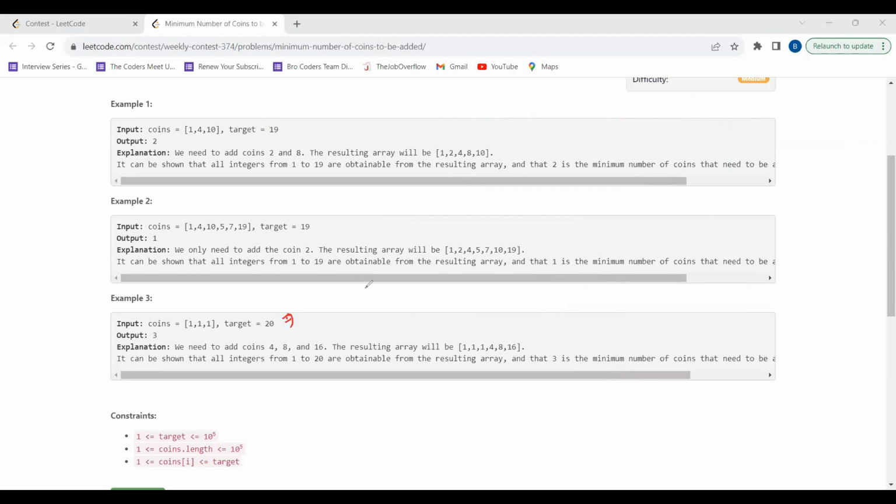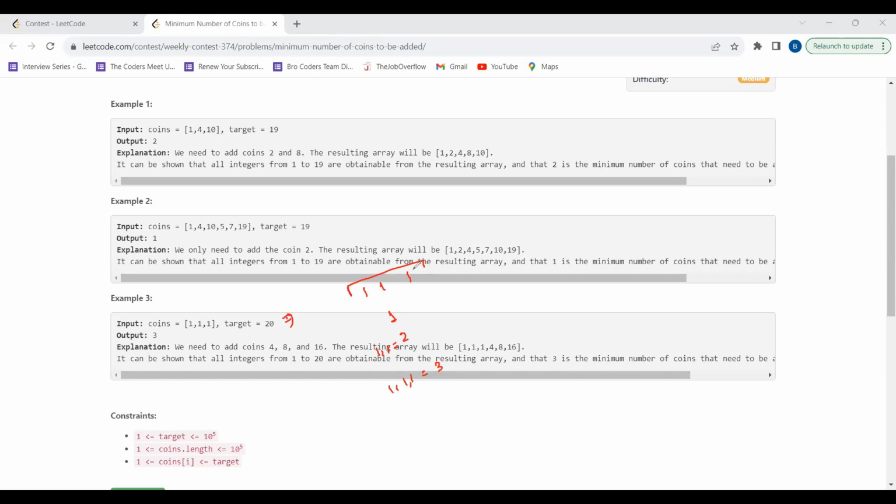Third example, we have 1, 1, and 1. So can we form 1? Yes. Can we form 2? Yes. Can we form 3? Yes. Can we form 4? No, because we have got 3 elements and the sum of all 3 elements is 3 itself. So we'll need to add further elements so that our sum reaches 4.